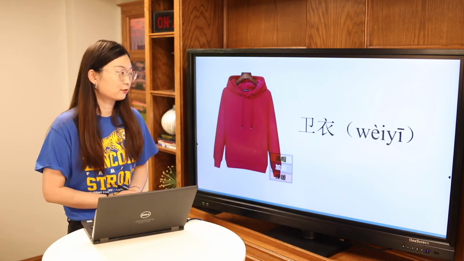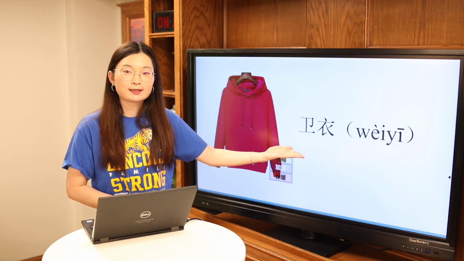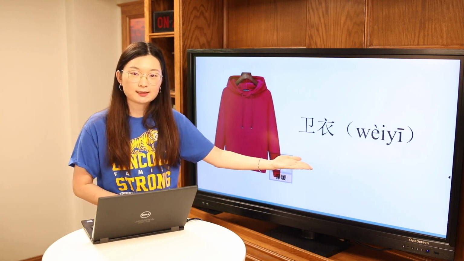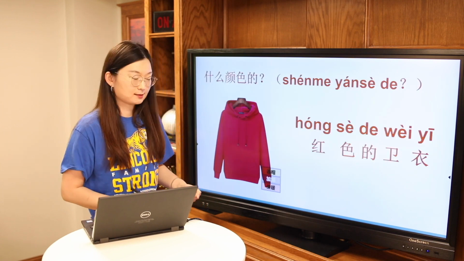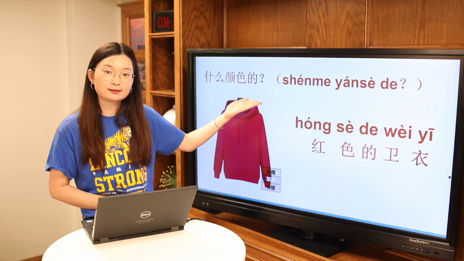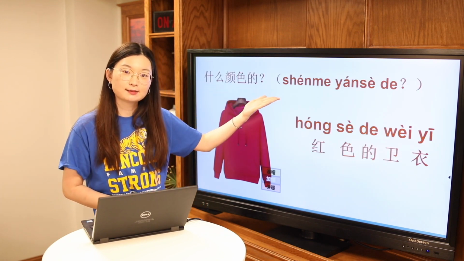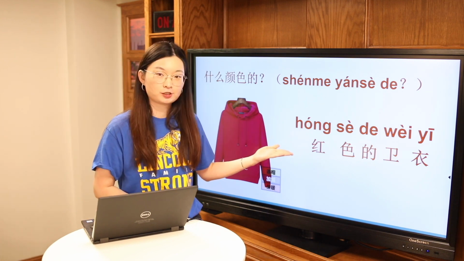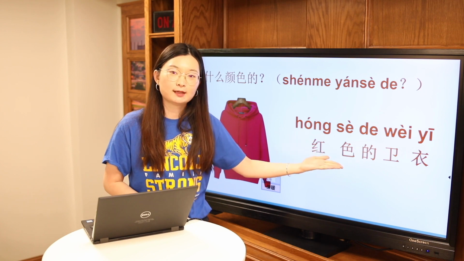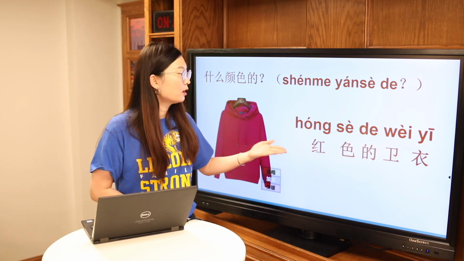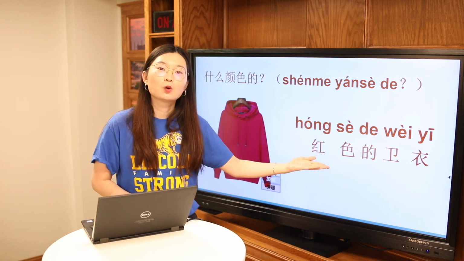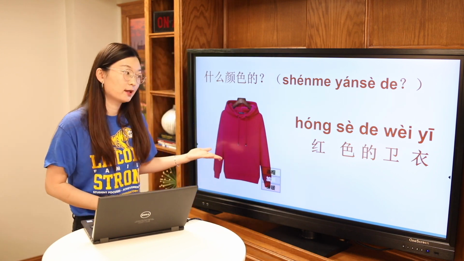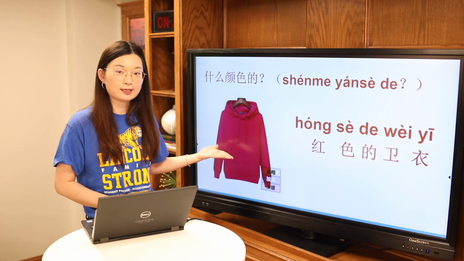Second vocabulary for today, 卫衣. 卫衣. And 什么颜色的? So what color of this 卫衣? This is 红色的卫衣。So this is a red hoodie. 卫衣, hoodie.